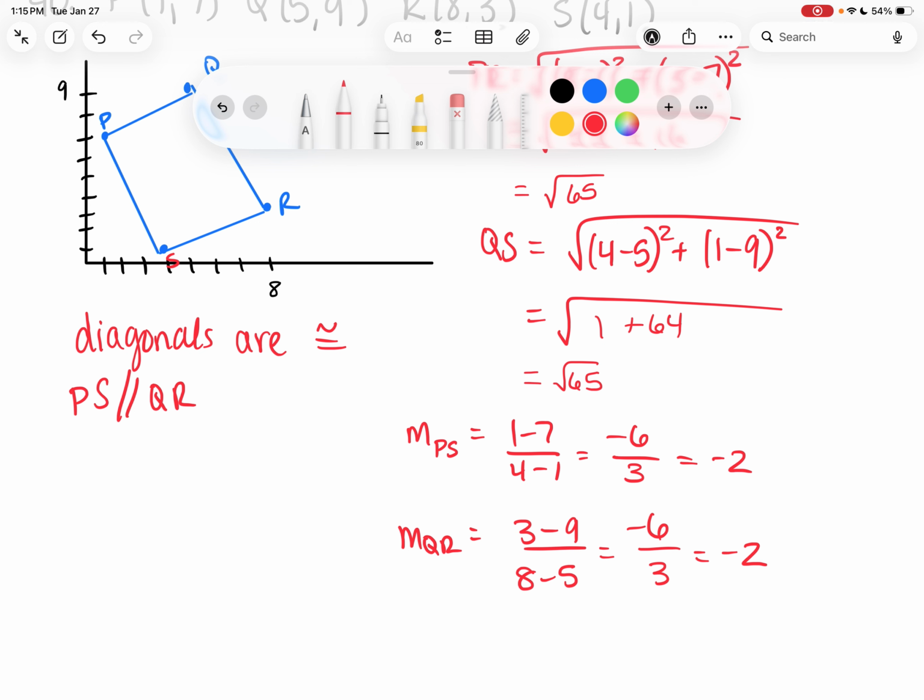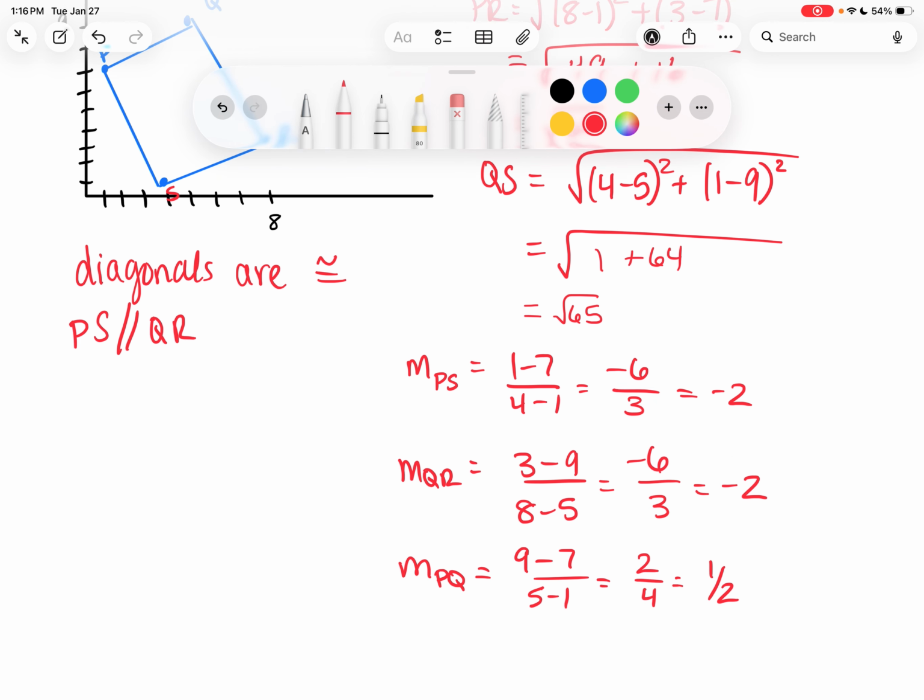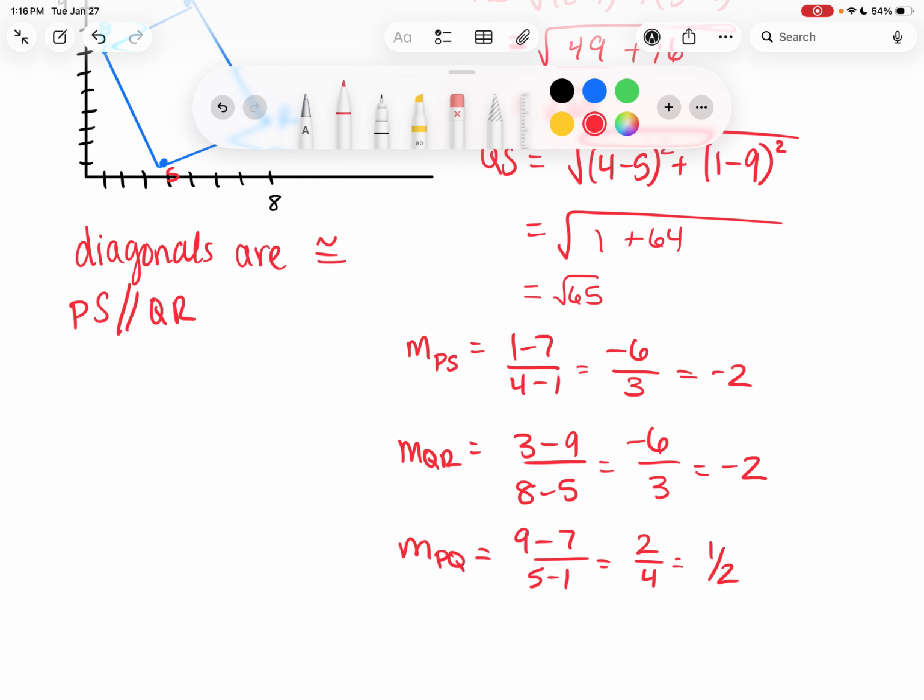So then I need to do PQ and SR. So the slope of PQ would be 9 minus 7 over 5 minus 1. So that's 2 over 4, which is 1/2. And then the slope of SR, so that is 1 minus 3 over 4 minus 8. That's negative 2 over negative 4, which is positive 1/2. So both of those are parallel. So PQ is parallel to SR.